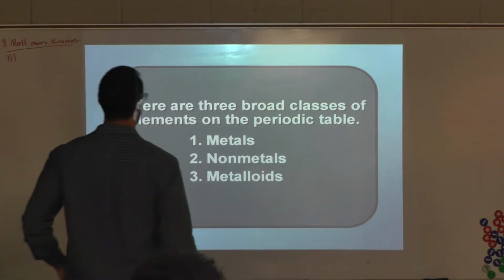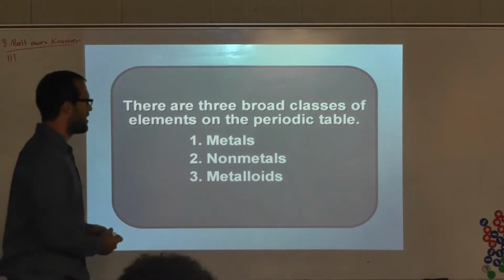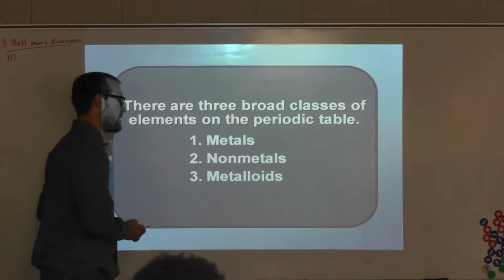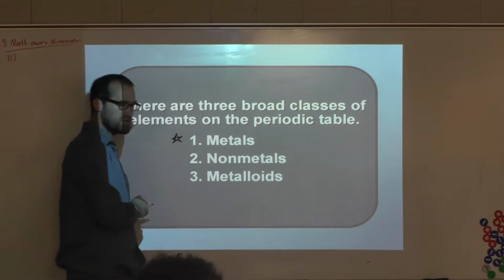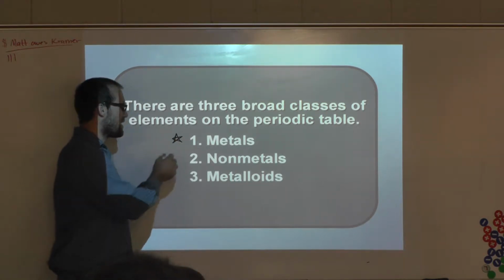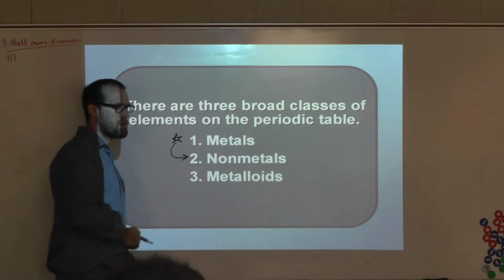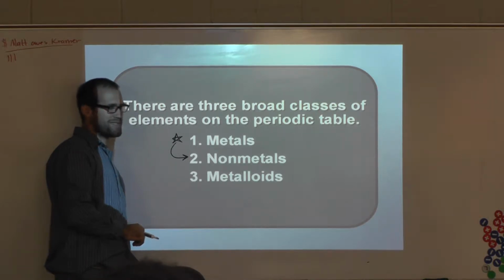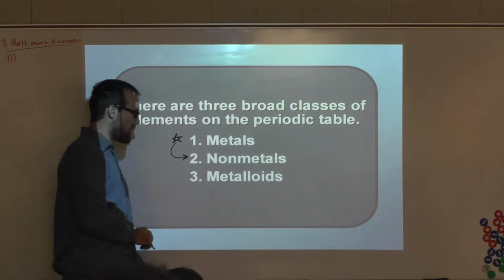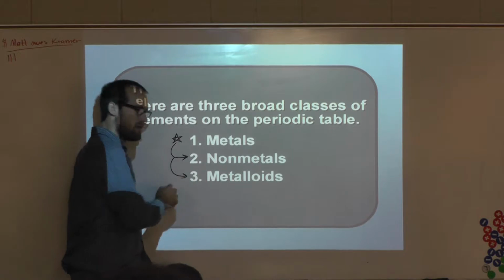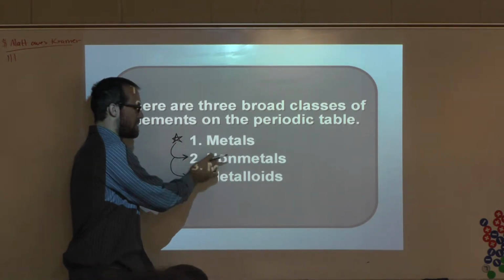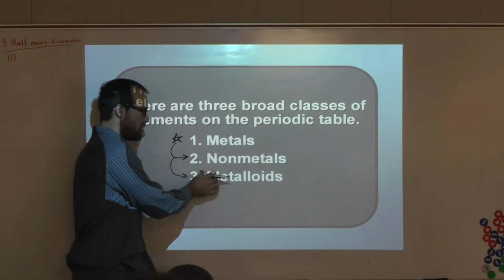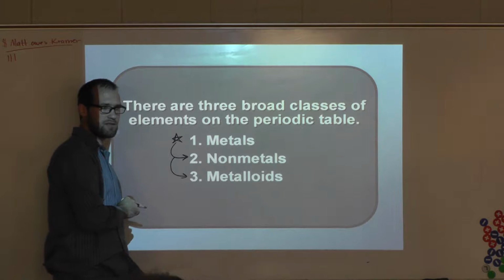Okay? So it says there are three broad classes of elements on the periodic table. We have metals, nonmetals, and metalloids. Metals have specific properties. How do you think nonmetals relate to the properties of metals? They don't have them. They're opposite. And where do you think metalloids fall in? In between. So metals have certain properties, nonmetals have the opposite properties, or very different ones, and metalloids are somewhere in between the metals and the nonmetals.